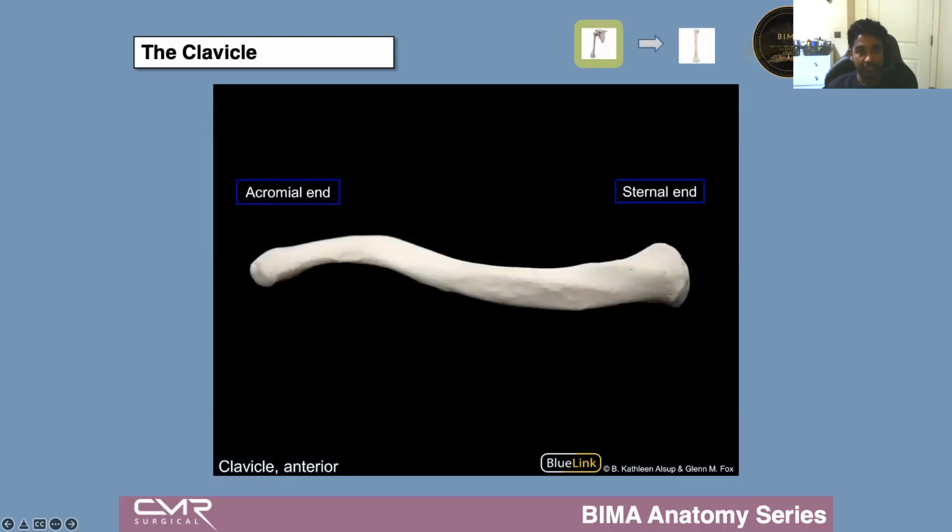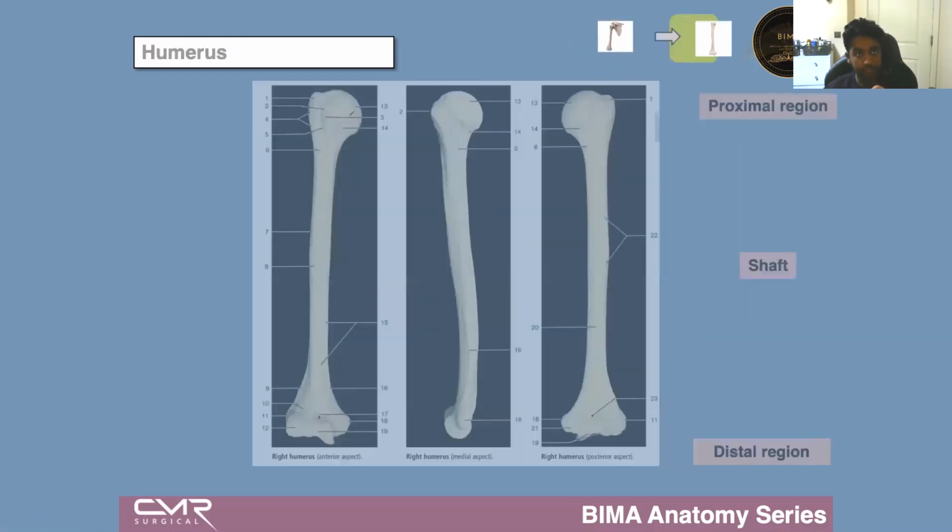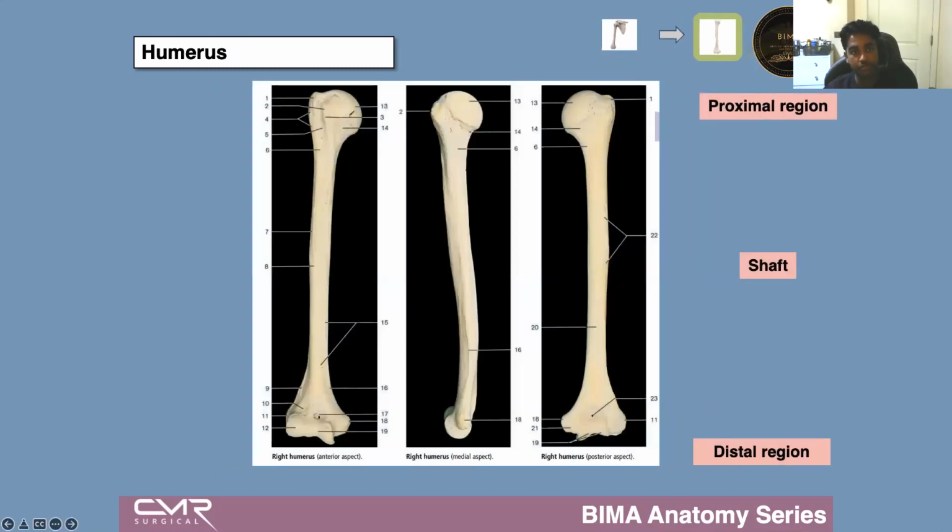So now moving on to the clavicle, another bone which makes up the pectoral girdle. You have two main ends to the clavicle, the acromial end and the sternal end. This is why I asked in the beginning to differentiate between the manubrium and the acromion, because this is where the acromial end and the sternal end come from. The manubrium is part of the sternum, so it's the sternal end because it's towards the sternum. The acromial end is towards the acromion process.